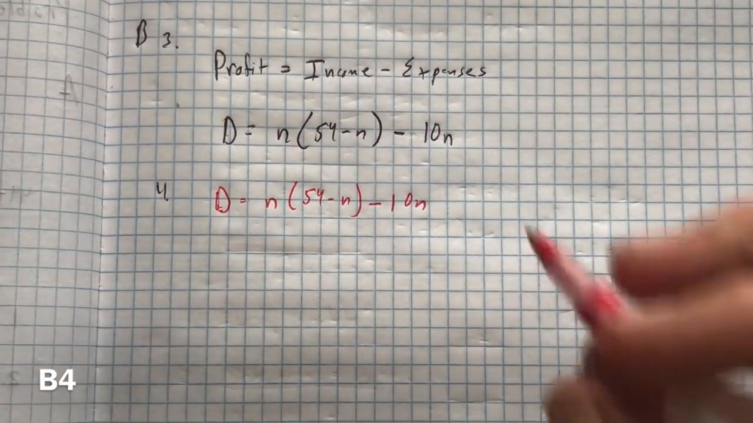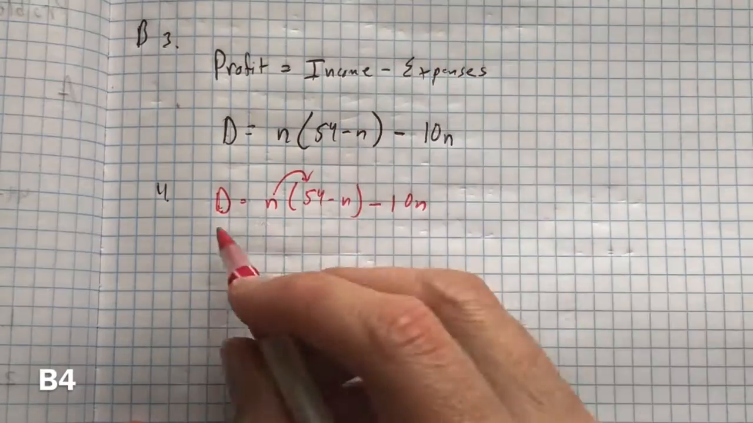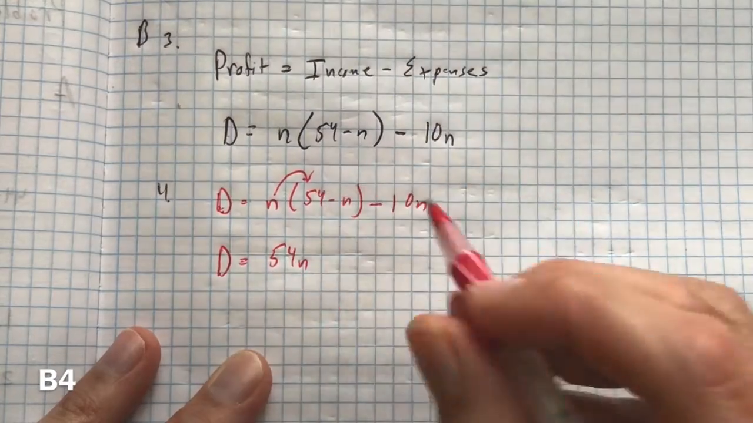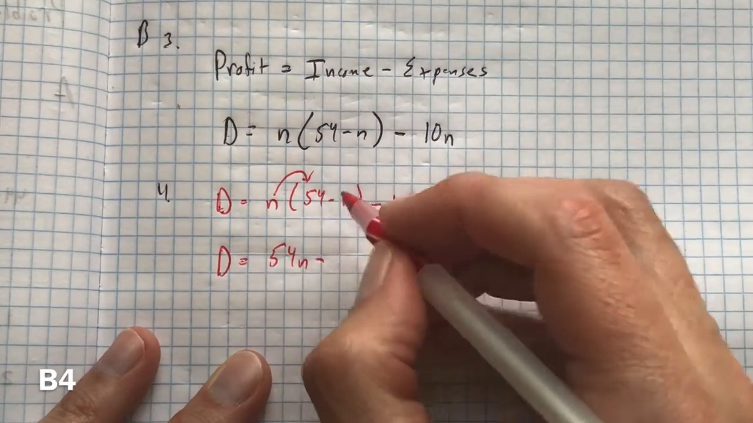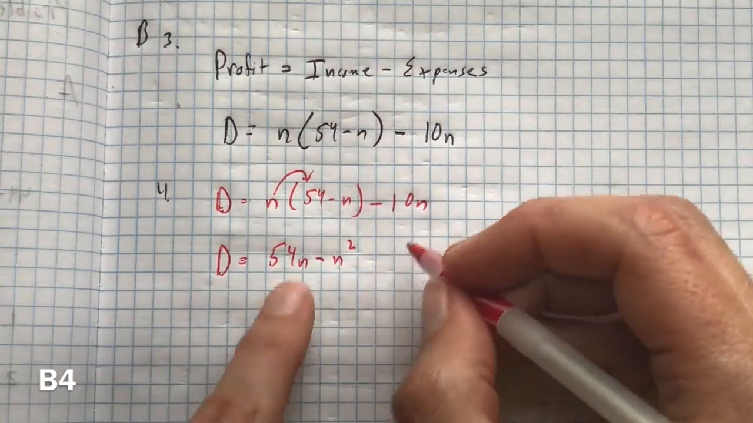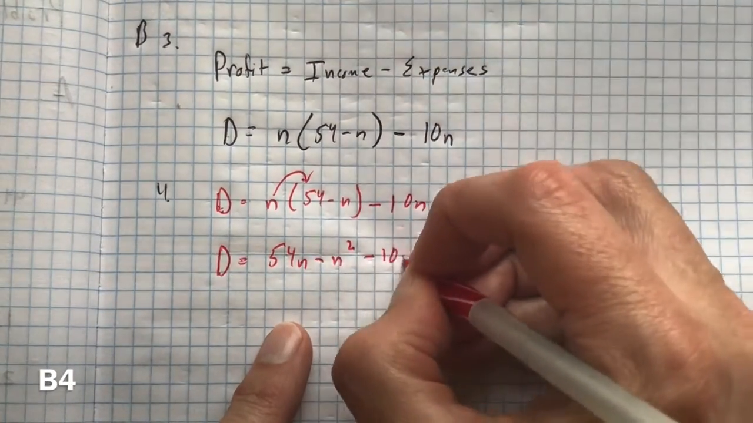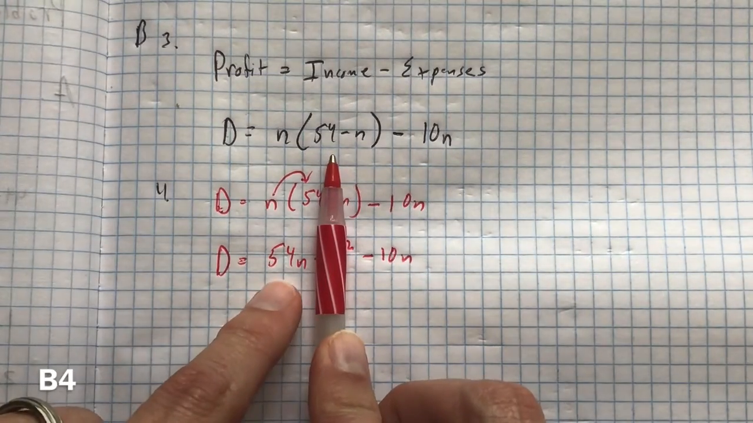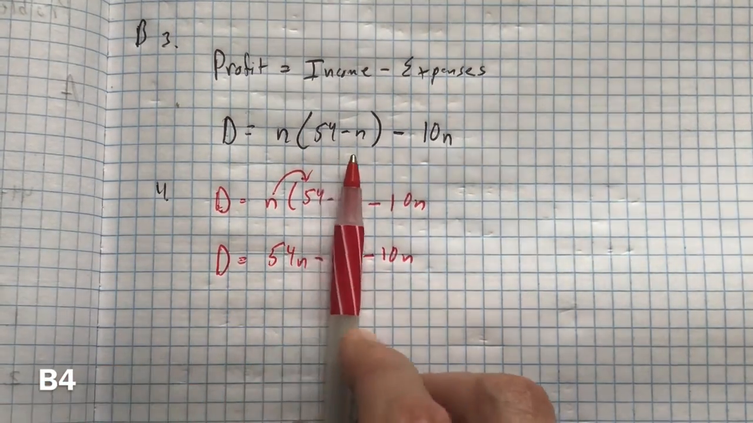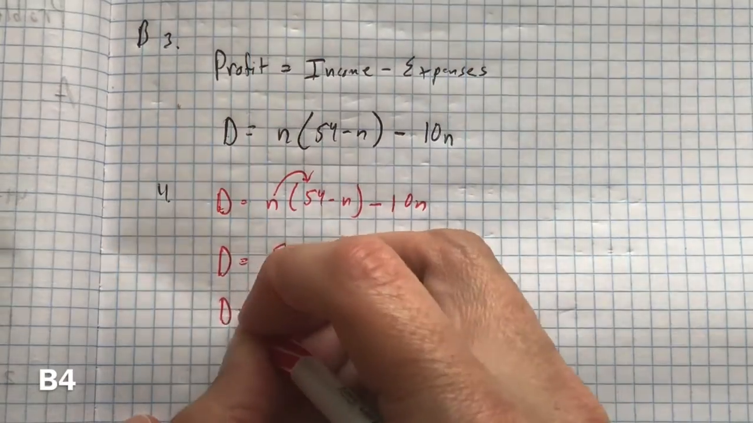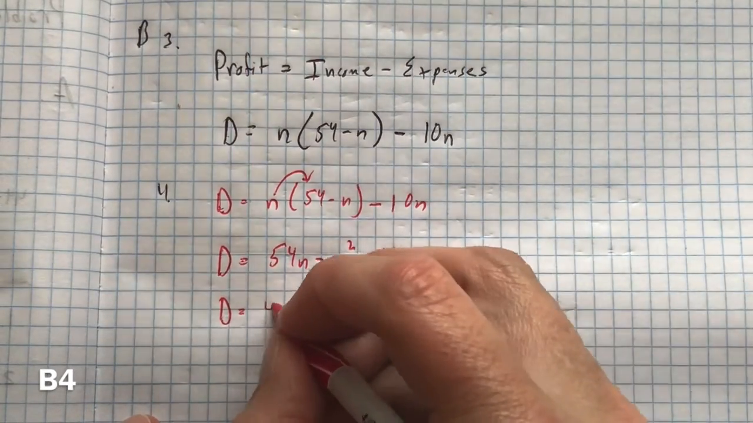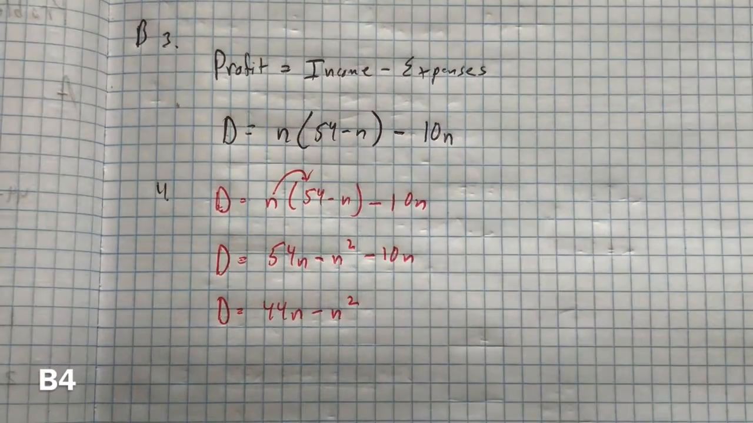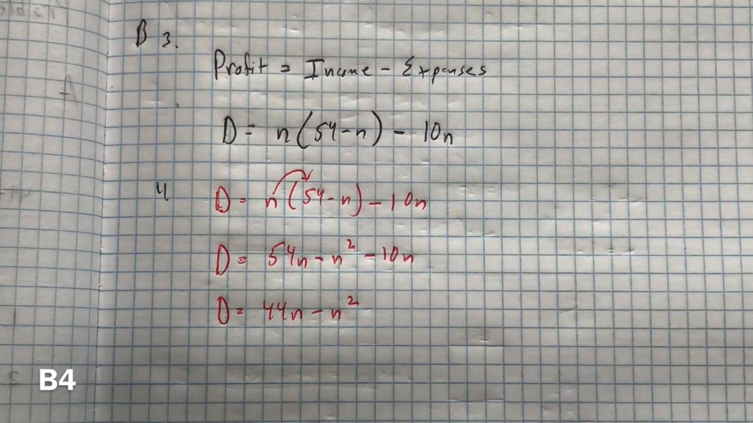So we're going to start off by distributing this through. I'm going to have D equals 54n minus, n times n is going to be n squared, and that drops our parentheses. Now I've got a minus 10n. If I look back at this, I have 54n minus 10n, which gives me that the daily profit is equal to 44n minus n squared. So that right there is what we're starting with.